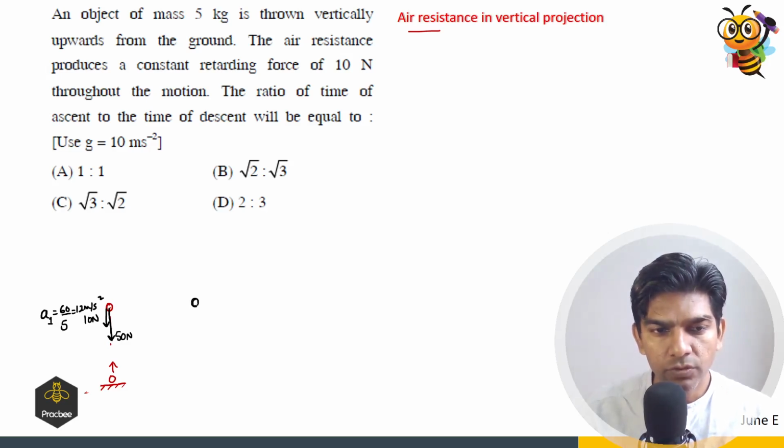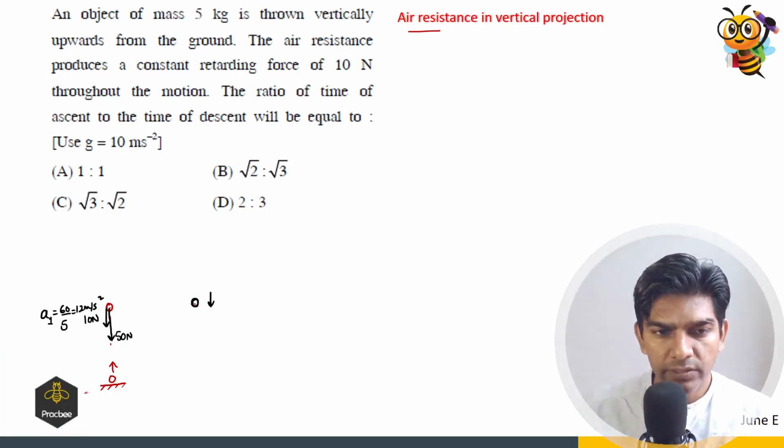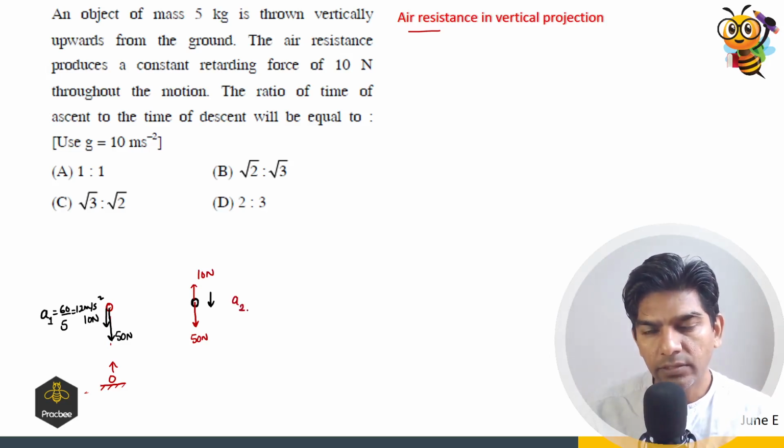And when the stone is coming down, again let us draw the free body diagram. There is a gravitational force acting in the downward direction, which will be 50 Newton, and there will be an air resistance in the upward direction, which will be 10 Newton. So acceleration while it is descending is 50 minus 10 divided by the mass, which is 5. So it will be 40 by 5, which is 8 meters per second square.